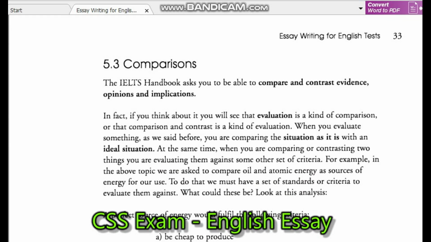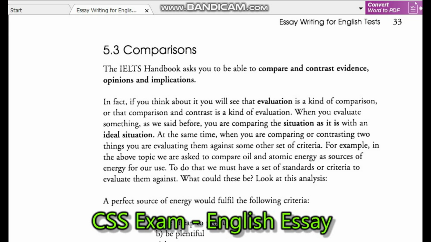Comparisons. The IELTS handbook asks you to be able to compare and contrast evidence, opinions, and implications. In fact, if you think about it, you will see that evaluation is a kind of comparison, or that comparison and contrast is a kind of evaluation. When you evaluate something, as we said before, you are comparing the situation as it is with an ideal situation.